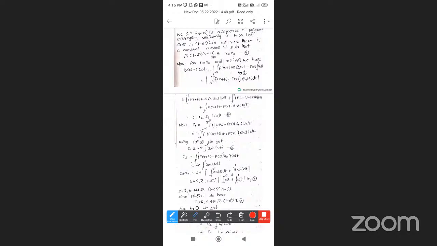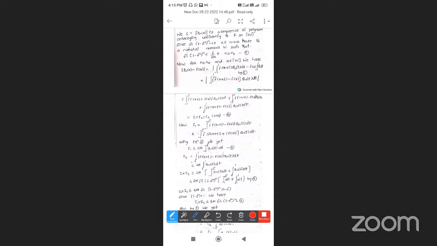2m, since the function is totally bounded, is 2m times the integral from minus 1 to minus delta of Qn of t dt. This is the 11th equation. I3 is equal to the integral from delta to 1 of f of x plus t minus f of x, times Qn of t dt.